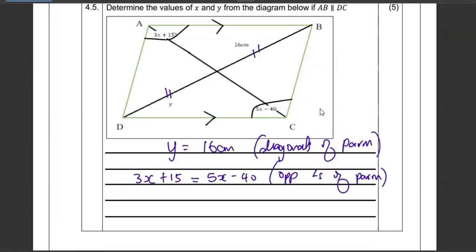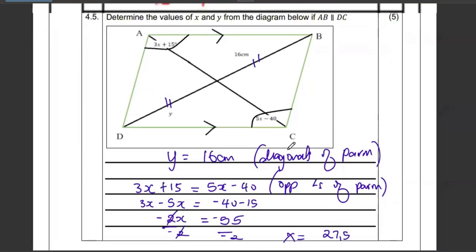Let's collect the like terms. I'll have 3x minus 5x. I have a negative 40 minus 15. This gives me a negative 2x is equal to 55. Negative over negative, 2 over negative 2. So what is our x? 55 divided by 2 gives me 27.5. Let's hope I did justice to the question. All right, so that is 4.5.